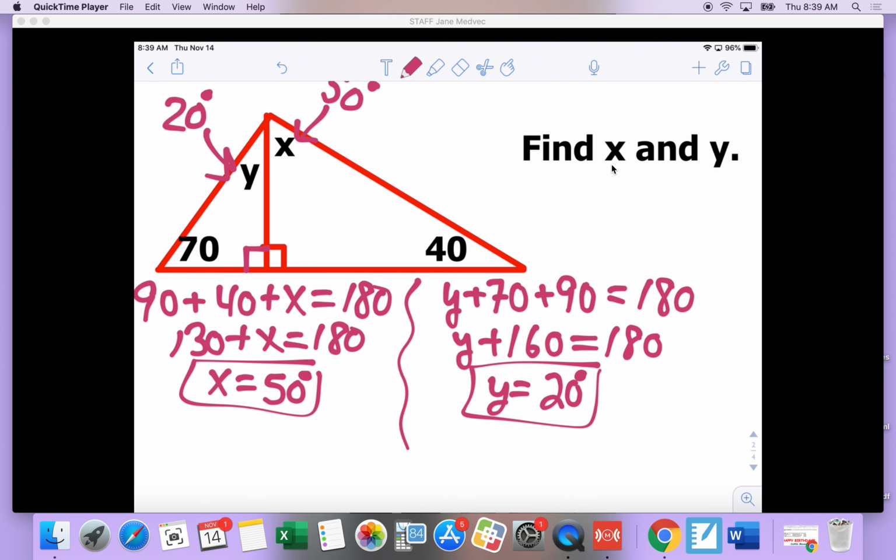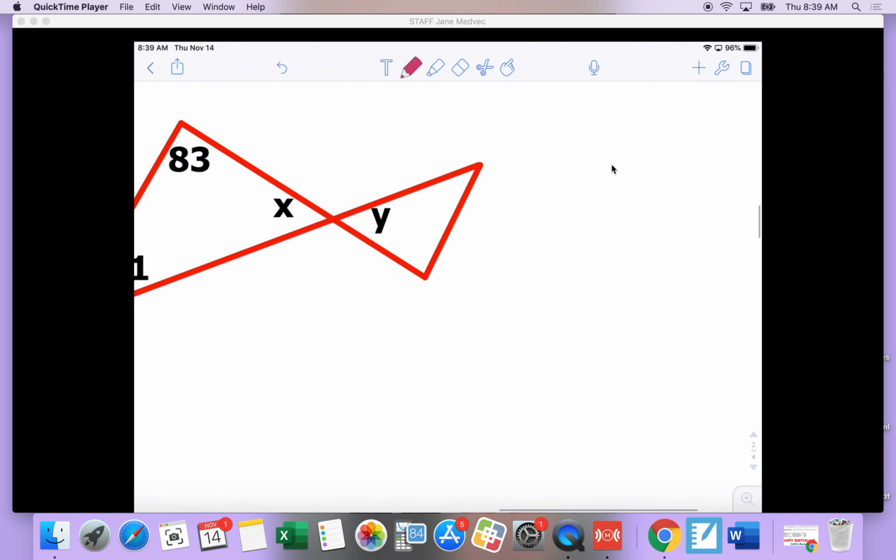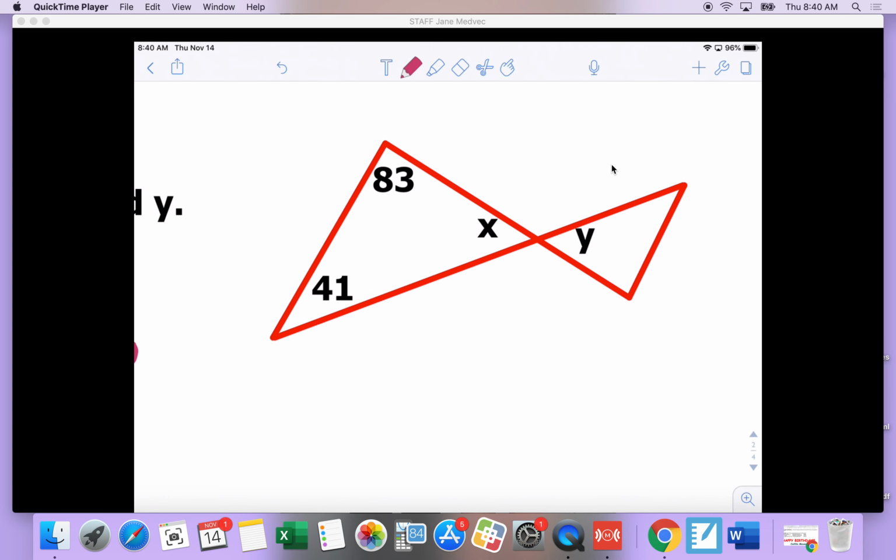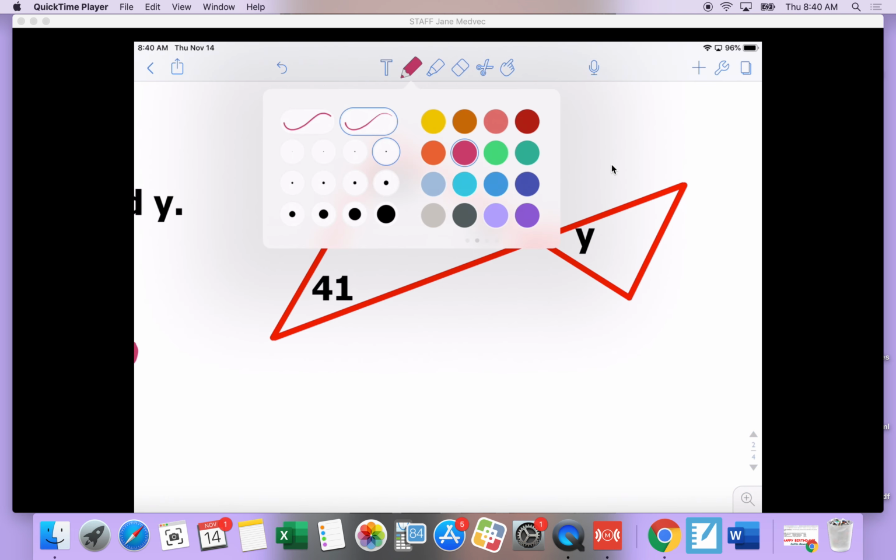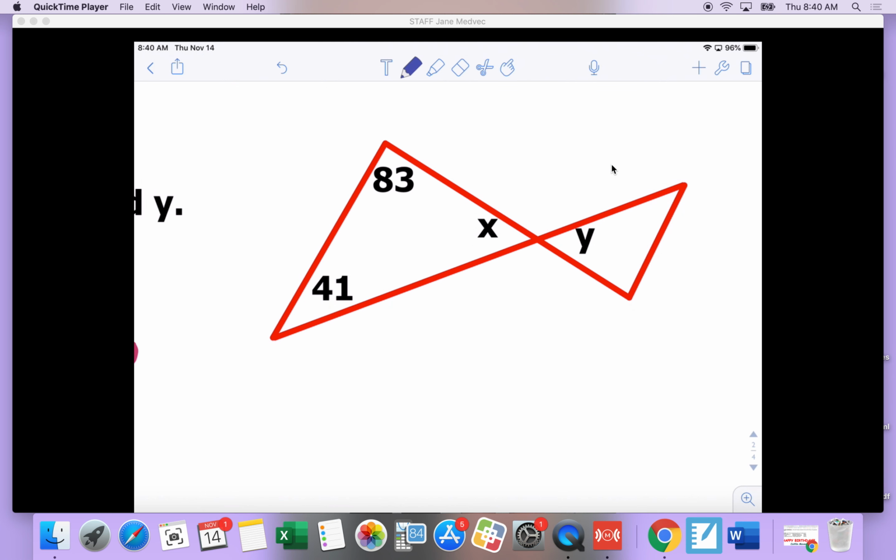Questions on that? Am I going too fast? We're okay? All right, let's move on then. How do I handle this one? This seems a little more complicated. X and Y are congruent because they're vertical angles. Very good. They are vertical angles, so they are congruent.